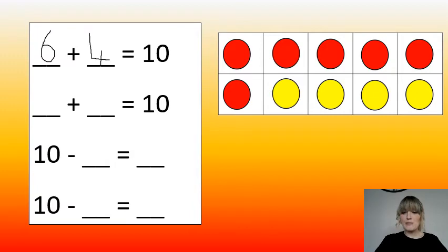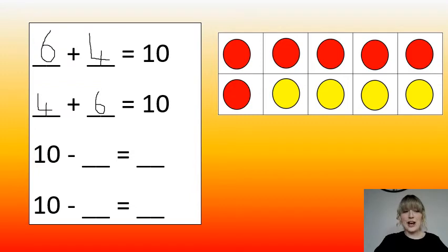On the next number sentence then, I'm going to switch it around. So I'm going to count my yellow counters first. So how many yellow counters have I got? Well done if you said 4. So I've got 4 yellow counters. And now I'm going to add the red counters. So 4 and 6 equals 10. So 6 add 4 or 4 add 6, we can switch them around.